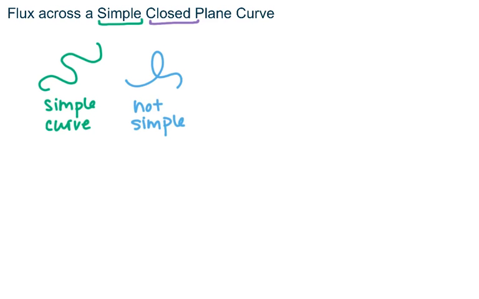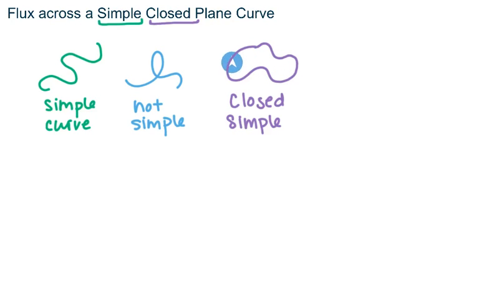So you also see this next curve I've drawn here, and this one is not simple because we have this loop, and I really shouldn't say loop because we're going to use loop differently in a second, but it crosses over itself. What does closed mean? A closed curve is, in a sense, a loop. It comes back around and touches itself. So it needs to be closed and simple.